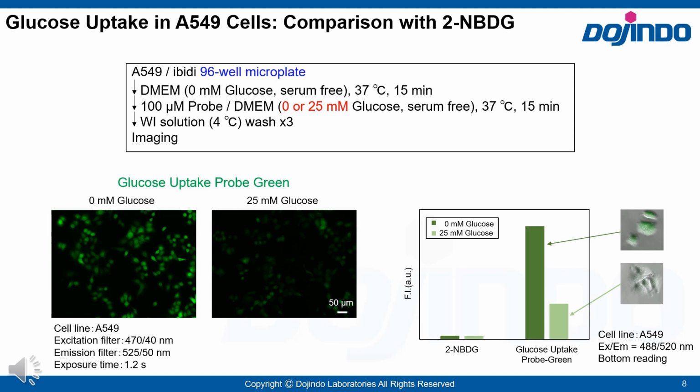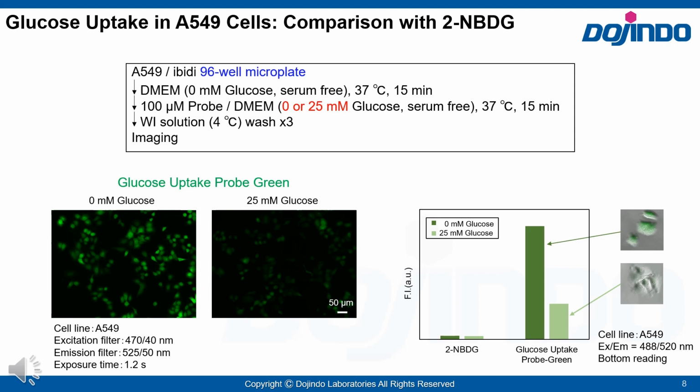When the probe was added under the glucose-free condition, a clear fluorescence signal was obtained from within the cells, confirming that the probe was incorporated into the cells. When the probe was added in the presence of glucose, however, the probe-derived fluorescence signal was reduced. This indicated that glucose competition inhibits the uptake of the probe, meaning that the probe was being taken into the cell via the same mechanism as glucose.